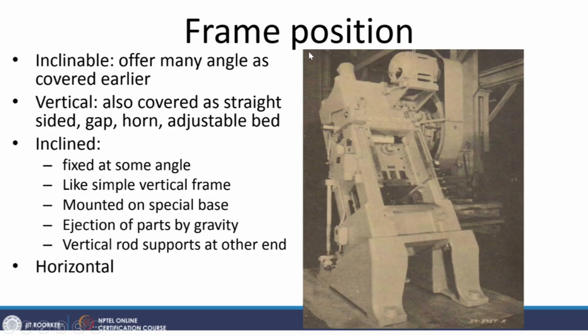Now frame position. These can be inclinable as well, which can offer many angles as covered earlier. In case of vertical, these are also covered as straight sided, gap, horn, adjustable bed. In case of inclined, you can have it fixed at some angle, and like a simple vertical frame, it can be mounted on a special base, with ejection of parts by gravity. In case of vertical, the rods support at the other end. There is horizontal as well.